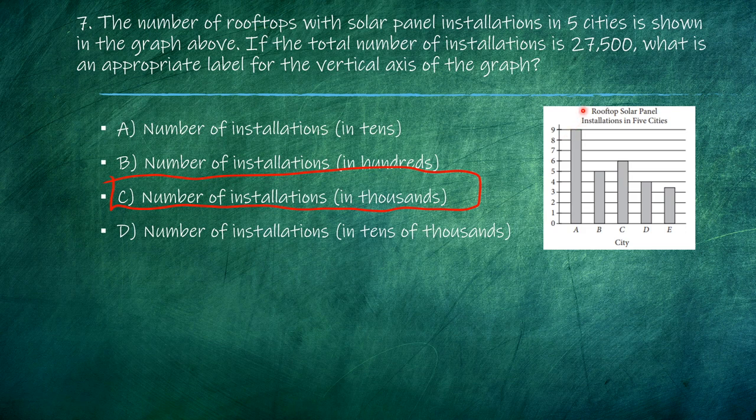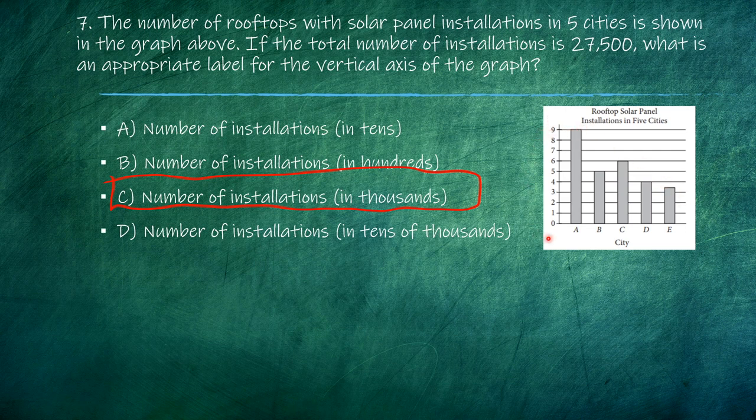To solve this problem, we first have to really understand what this graph is saying. So the first thing when you see a bar graph on the exam is first read the title, because the title will tell you a brief summary of what this graph is about. So the title reads rooftop solar panel installations in 5 cities, and each of the bars on this bar graph is representing one city, with the cities A, B, C, D, and E. So we must know that on the vertical axis, this is representing the number of installations. And the height of each bar represents how many installations there are in each of these cities.